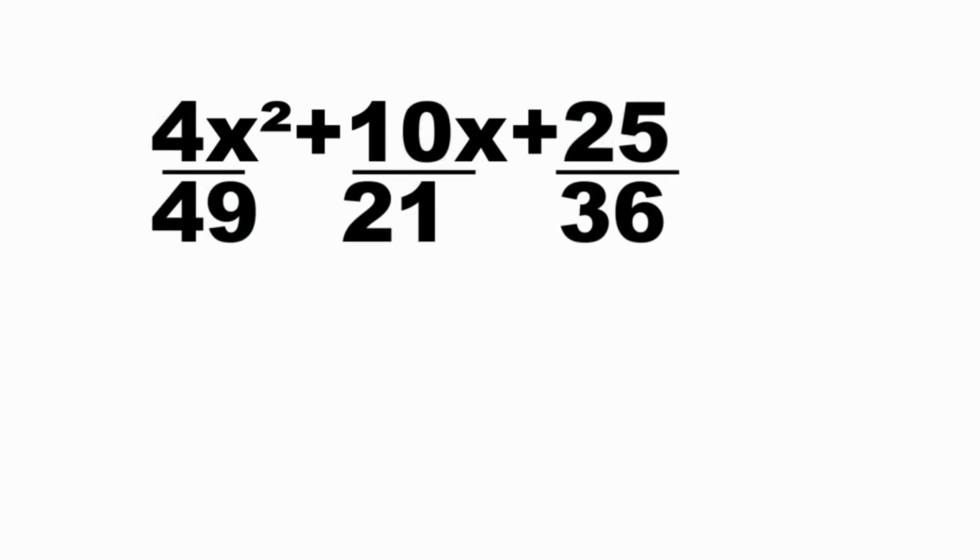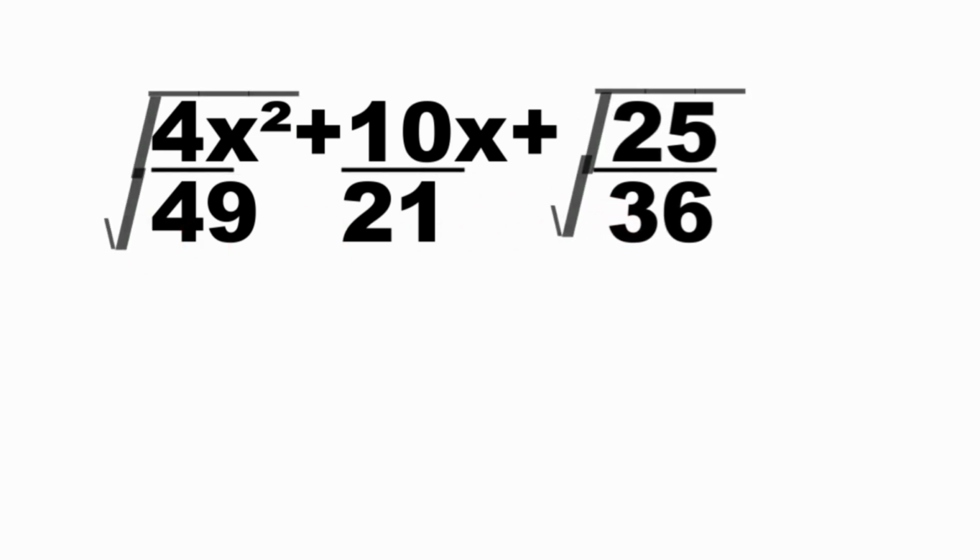Another example is 4x squared over 49 plus 10x over 21 plus 25 over 36. So we are going to get the square root of the first term and the last term of the trinomial. So we have here the square root of 4x squared over 49, and the square root of 25 over 36.